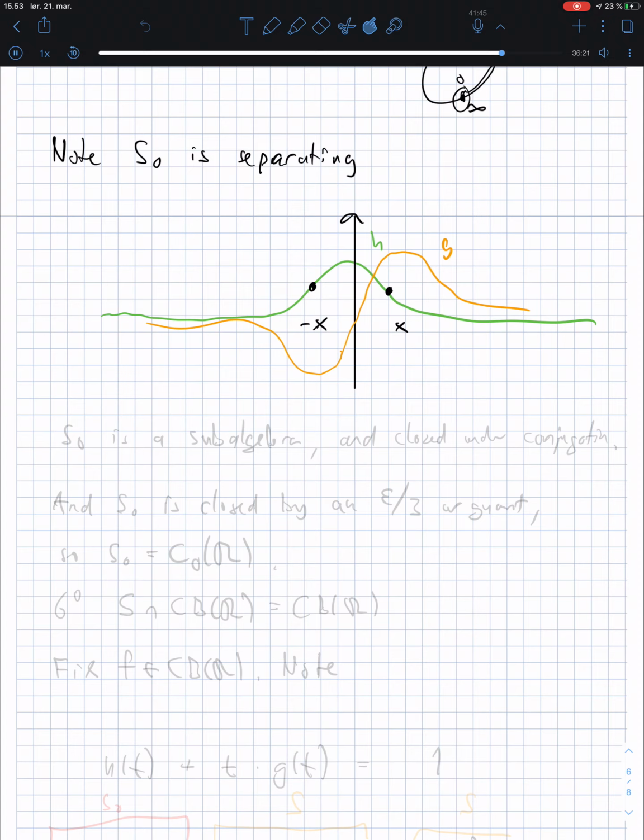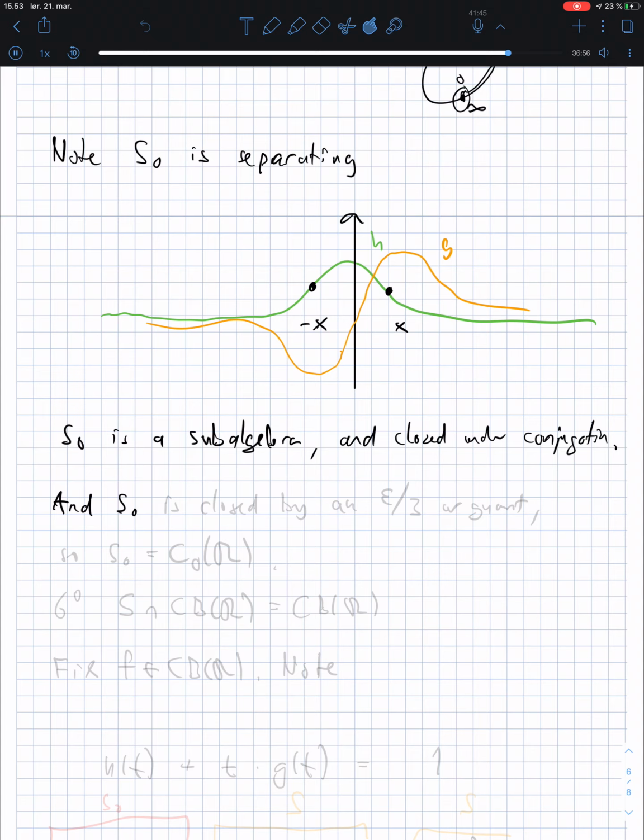And it's also a subalgebra, because we've seen that when we multiply 2 functions in S, knowing that one of them is bounded, in this case both of them will be bounded, then the product is in there. And closed under conjugation. And so that means that S naught by the Stone-Weierstrass theorem is dense.